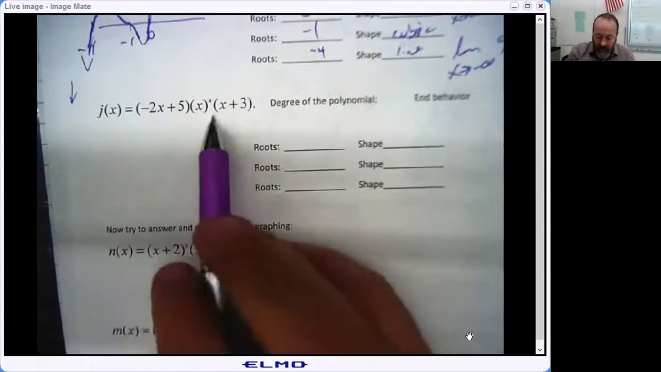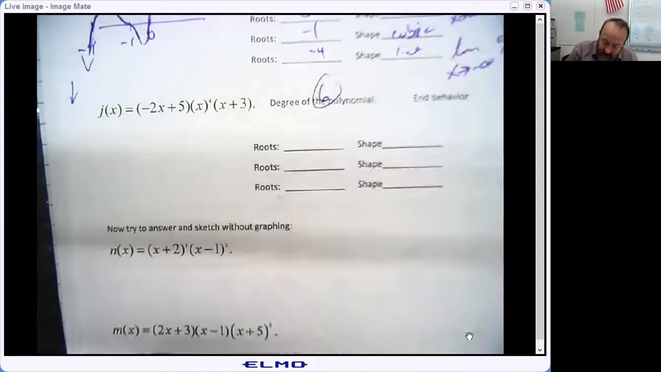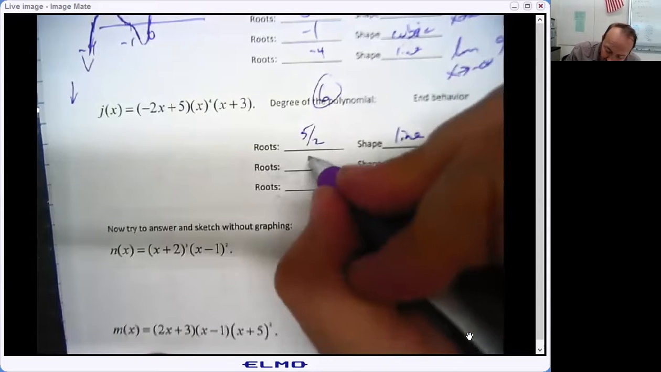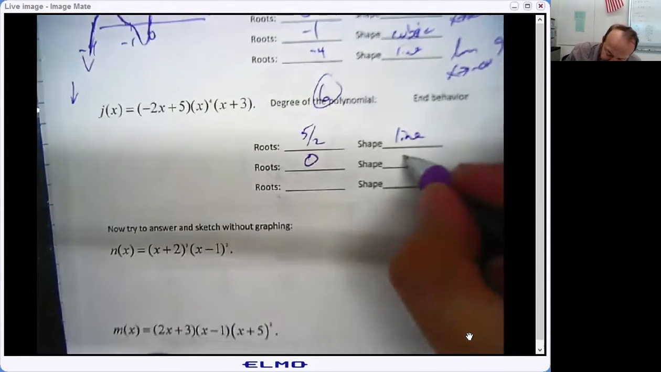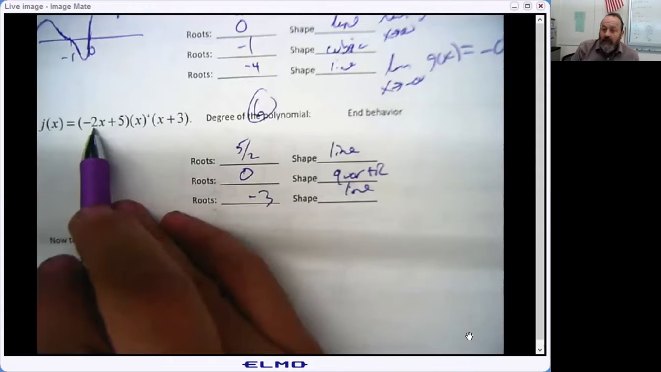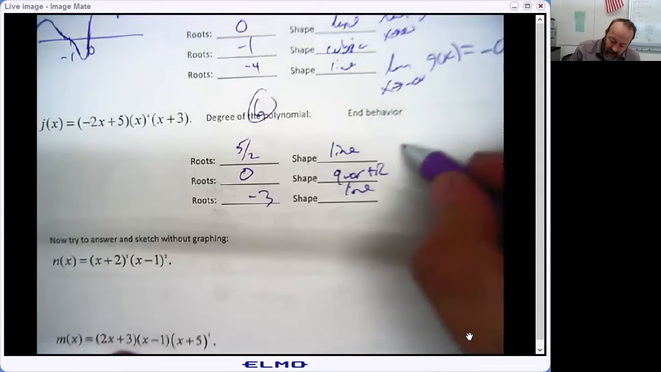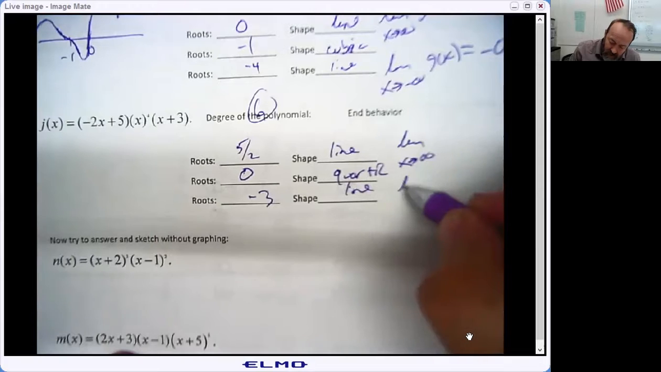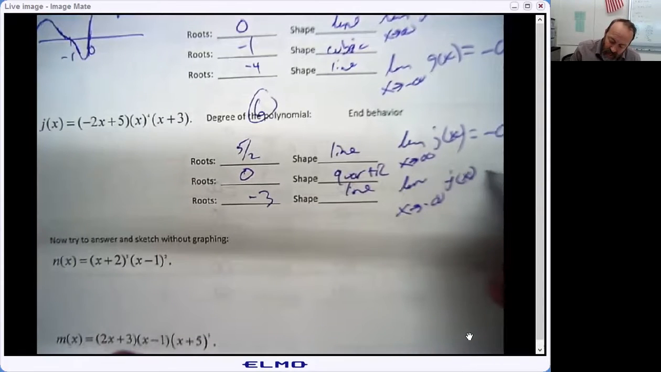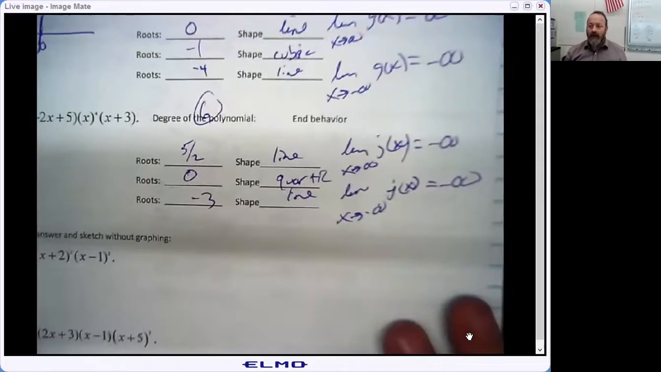And finally, I've got a 6th degree polynomial. I've got 5/2 as a root that looks like a line, a root at 0, which is a quartic, and then -3, which is again a line. And because the leading coefficient is negative, if I multiplied it, the end behavior is no matter what I do, if I try to go to either positive or negative infinity on J, both of those graphs are going to go down. Because again, since the leading coefficient is negative, it has to go down.